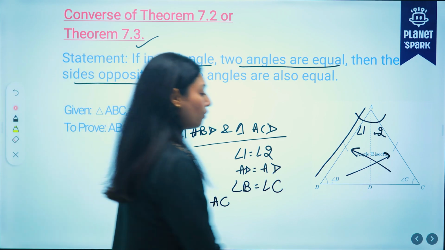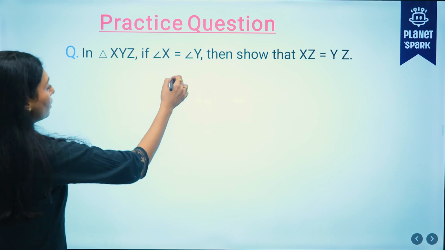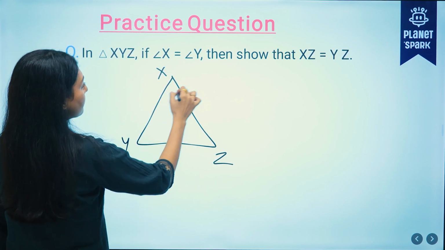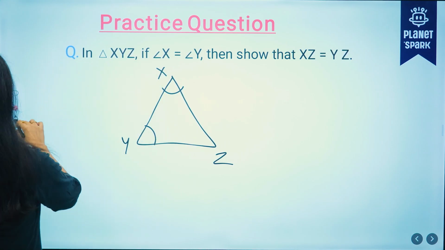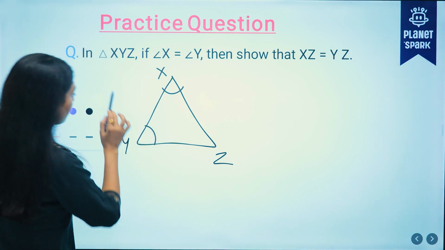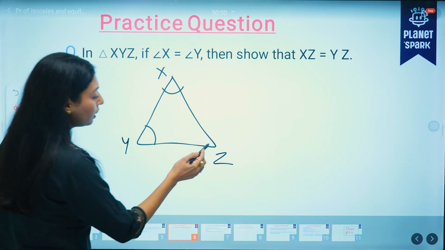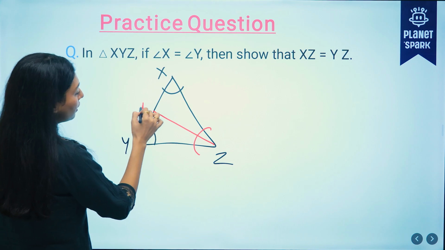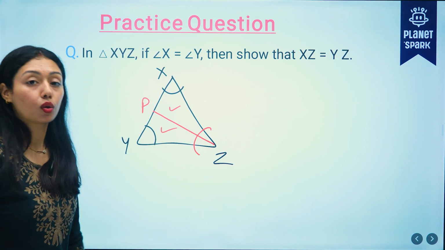Right? Okay then everybody. A question. In triangle XYZ, we have triangle XYZ. Angle X is equal to angle Y. Then show that XZ is equal to YZ. We have to show this, so we have to prove it here. If these two are the angles and we need two triangles, from where will we draw the angle bisector, everybody? For angle Z we will draw the angle bisector. Let's say it meets here at point P. So now these two are the triangles that we have to prove to be congruent, right?